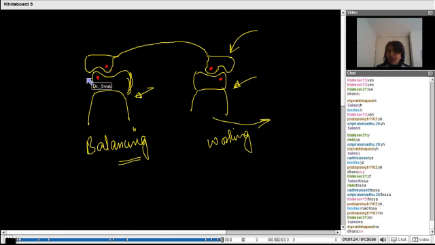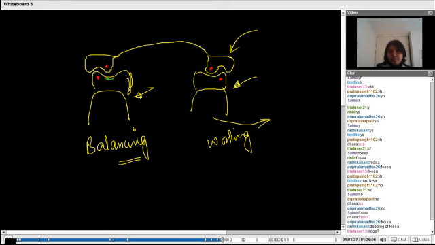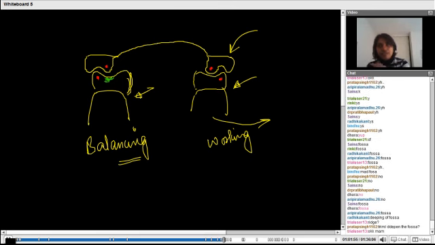No, we cannot grind the cusp because it is not high in other excursions. It is only high in centric occlusion. So what is the thing that we will grind? We'll deepen the fossa. Yes, we'll deepen the fossa. Perfect. Saurabh, if it was contacting a ridge, yes, we would grind the ridge.